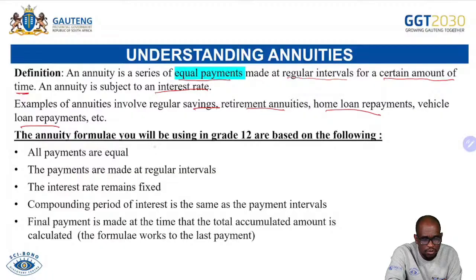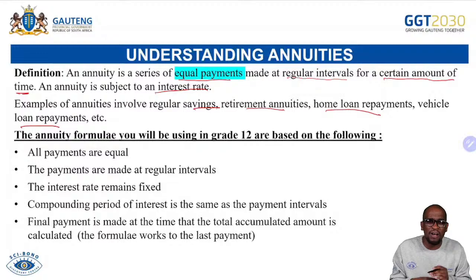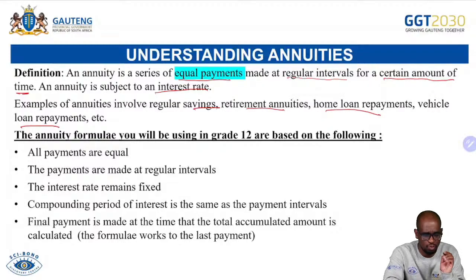The annuity formulas you'll be using in grade 12 are based on the following. So these are what govern the annuity formulas that we are going to use in grade 12. Remember, this section is very, very broad. Those of you that will study finance even beyond high school level, you'll get to see that these formulae go deeper than what we do here. But in the context of what we are going to be using at this particular level, these are the important things which the formulas that we use will be based on.